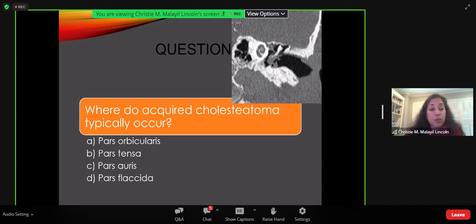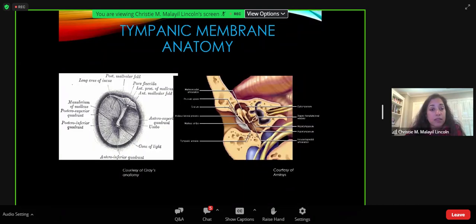Where do acquired cholesteatomas typically occur? They typically occur in the pars flaccida, and I'll explain in this image why. So here you have the tympanic membrane. That's a drawing from Gray's Anatomy, and on the right you have the illustration of the tympanic membrane, its relationship to the middle ear cavity, external auditory canal, etc. You can see here that the tympanic membrane attaches at the top to the scutum. You can see that on the illustration on the right.